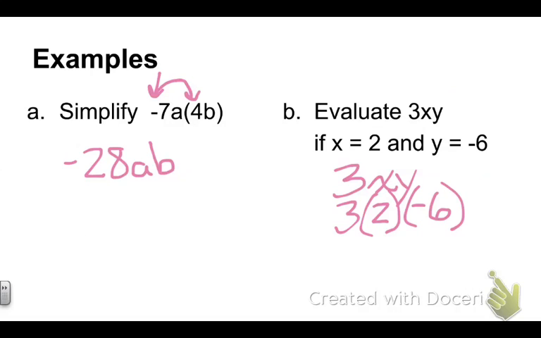Order of operations, solve this left to right. 3 times 2 is 6. Keep writing, times -6. Positive 6 times -6. Just do the math with the numbers first. 6 times 6 is 36. One's positive, one's negative. They're different signs, so it's going to be a -36. All right, we are going to be focusing on the simplifying and evaluating tomorrow.